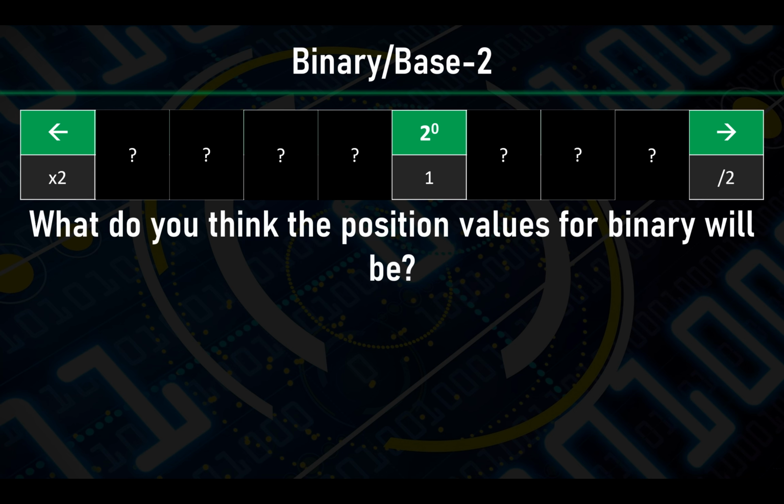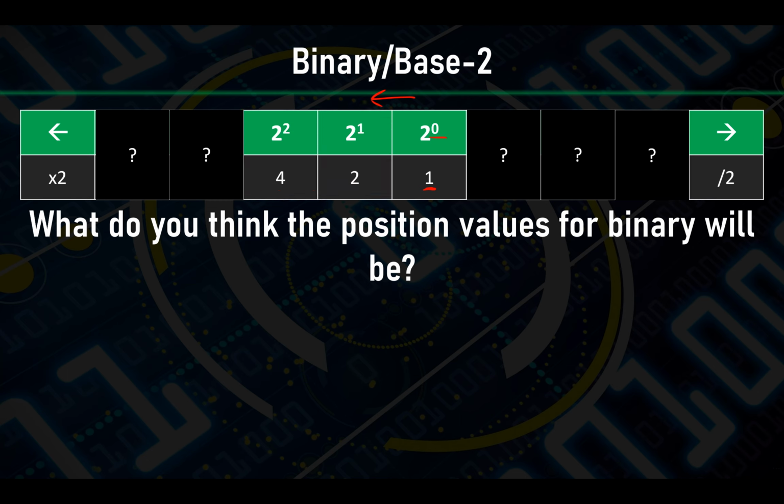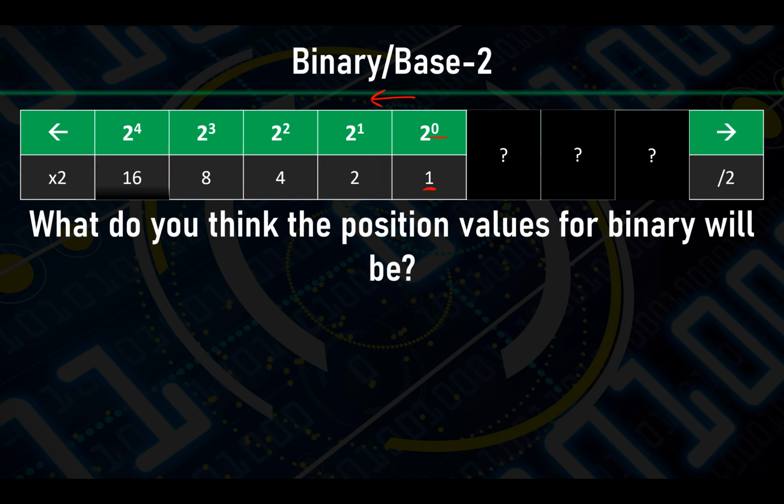So binary is quite good because it's just going to be the same. Again, anything to the power of 0 is just going to be 1. Therefore, if we go left, it's going to be 2 to the power of 1, 2 to the power of 2, 2 to the power of 3. So 2 to the power of 1 is 2, 2 to the power of 2 is 4, then 8, then 16. If we notice, as we go left, it's just going to double each time: 1, 2, 4, 8, 16, 32, 64, 128, 256, 512.